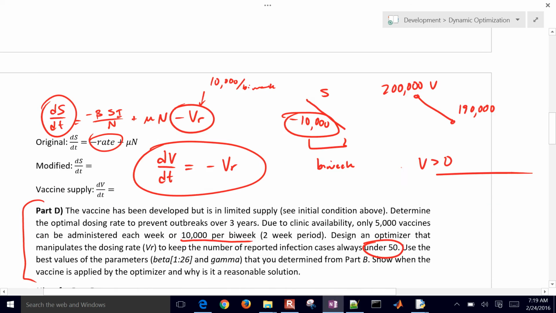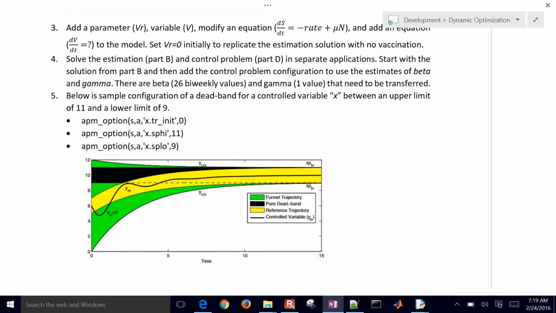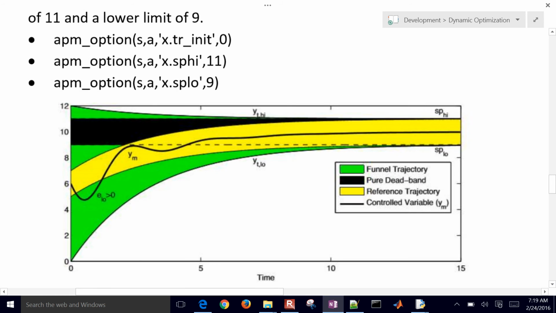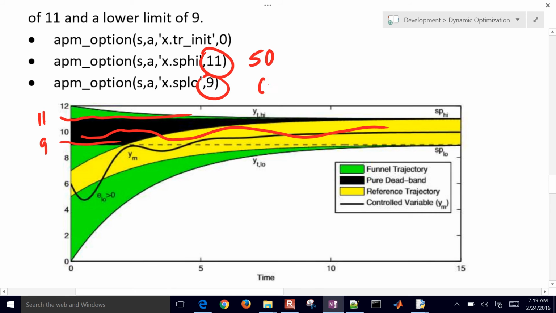Okay, so if you come back over here to the hints, you can see this TR init, set that to 0, and then you have set point high and low, and that's going to be this black deadband area right here. So we can set, in this case, this was 11 to 9. Okay, and so if it stays within this region, it's going to have no penalty. So in the case of the number of cases, we want a set point high of 50 and a lower bound of 0. So that's the region that we want to try to drive this to.